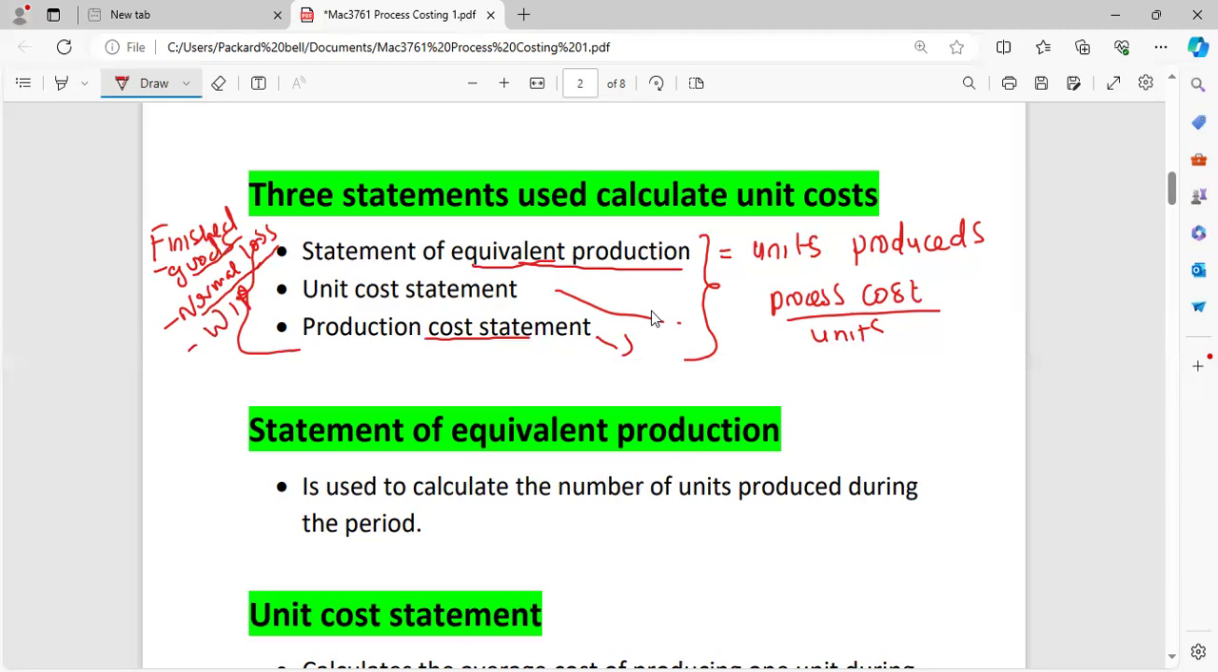You will see, even in the production of chickens, that at the end of the production there are certain chickens which are not good. So those go to normal loss, but you can still sell them to get something out of them. So which means your production cost statement is going to be made up of finished goods, normal loss, and the work in progress. So that's the production cost statement.